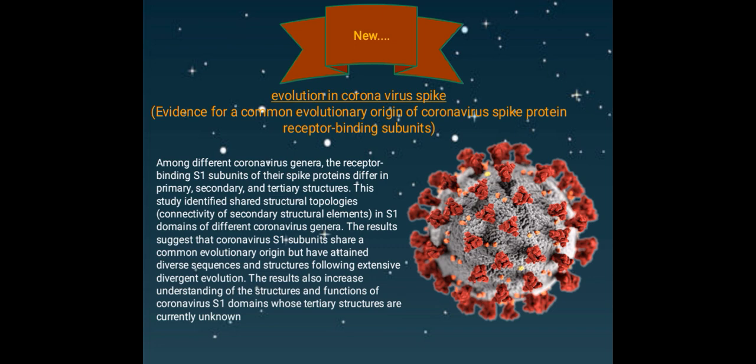Evolution in the coronavirus spike. Evidence for a common evolutionary origin of coronavirus spike protein receptor binding subunits. Among different coronavirus genera, the receptor binding S1 proteins, subunits of their spike proteins, differ in primary, secondary, and tertiary structure. This study identified shared structural topologies, the connectivity of secondary structural elements, in S1 domains of different coronavirus genera. These results suggest that coronavirus S1 subunits share a common evolutionary origin but have diverse sequences and structures following extensive divergent evolution. The results also increase understanding of the structure and function of coronavirus S1 domains, whose tertiary structures are currently unknown.